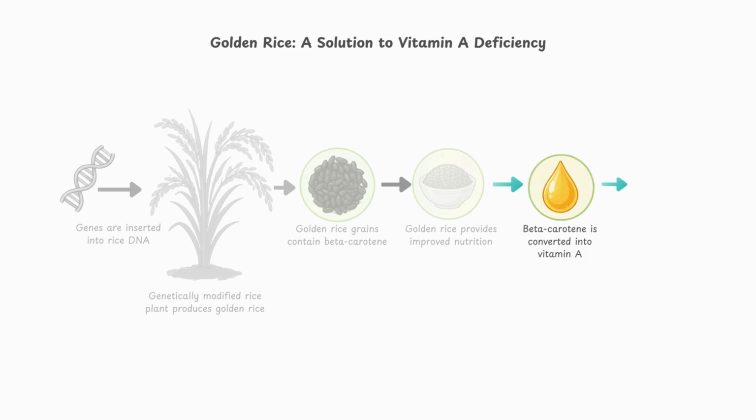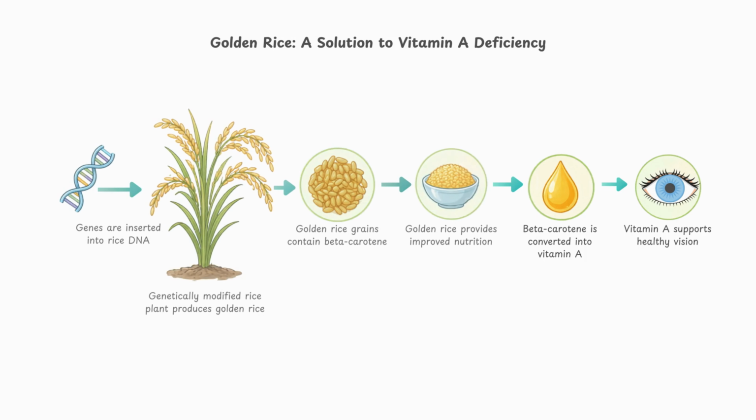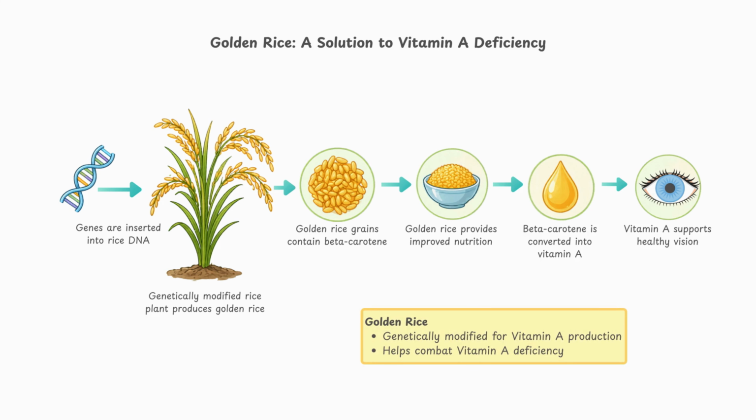This is very useful in parts of the world where people do not get enough vitamin A from their diet. A lack of vitamin A can lead to poor vision, blindness, and a weakened immune system. By providing an extra source of vitamin A, golden rice can help improve nutrition and support healthier vision.